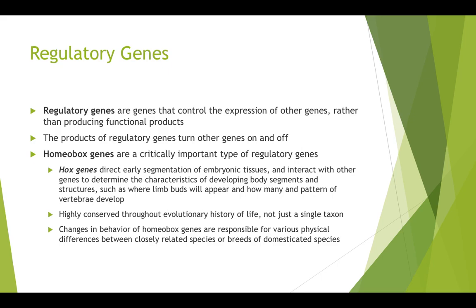There's one particular kind of regulatory gene called homeobox genes that are critical. Our Hox genes, for example, direct the early segmentation of embryonic tissue. They also interact with other genes to determine the characteristics of the developing body segments and structures. So Hox genes determine where limb buds will appear. If they're messed up, you get a limb growing out of your back or growing out of your face. Also, things like how many vertebrae develop and their pattern.